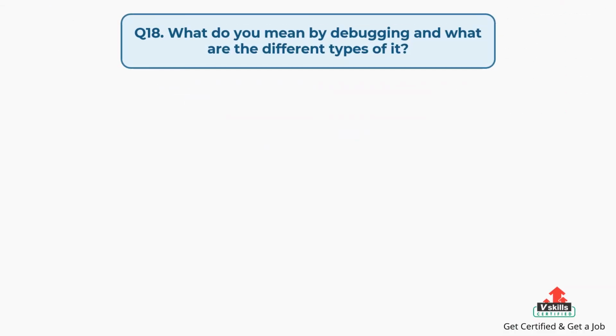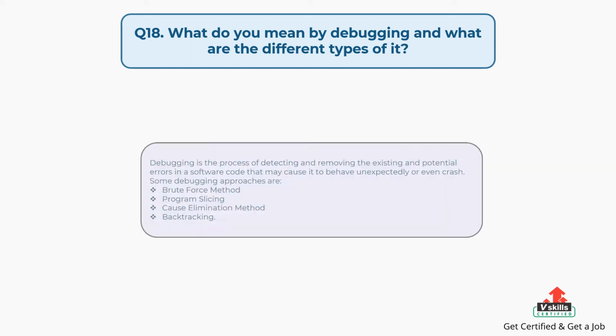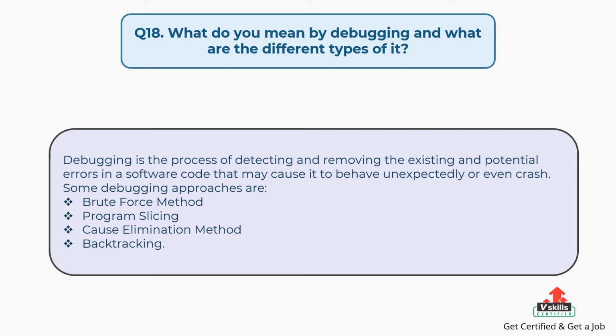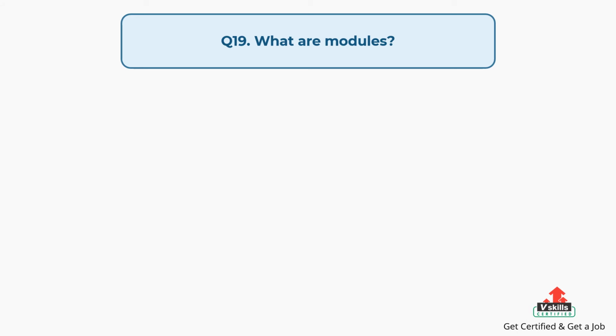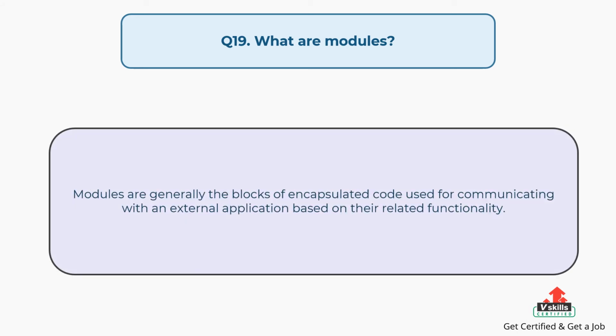Question number 18, what do you mean by debugging and what are the different types of it? The answer is debugging is the process of detecting and removing the existing and potential errors in a software code that may cause it to behave unexpectedly or even crash. Some debugging approaches are brute force method, program slicing, cause elimination method, and backtracking. Question number 19, what are modules? The answer is modules are generally the blocks of encapsulated code used for communicating with an external application based on their related functionality.